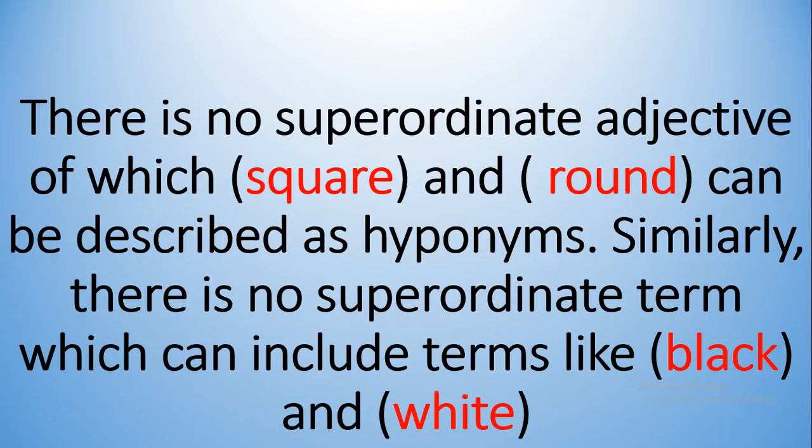For example, there is no superordinate adjective in which we can put square and round together and describe them as hyponyms. In the same way, there is no superordinate term in which we can include terms like black and white, and I mean black and white alone, not with regard to the other colors.